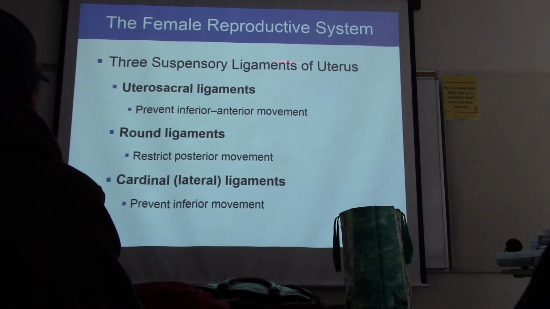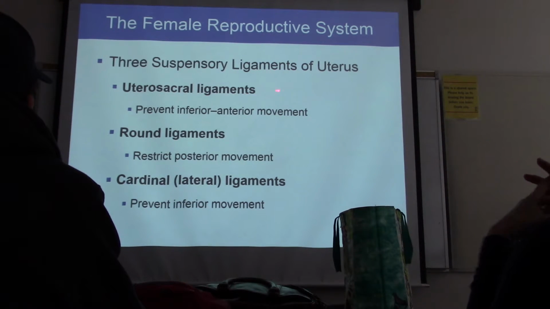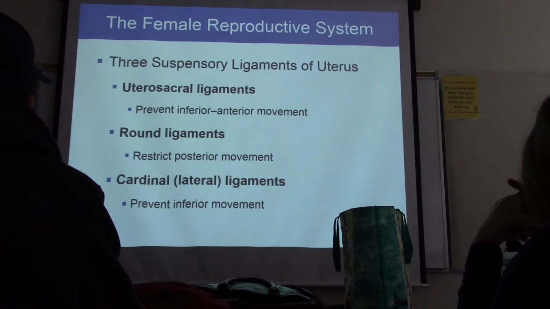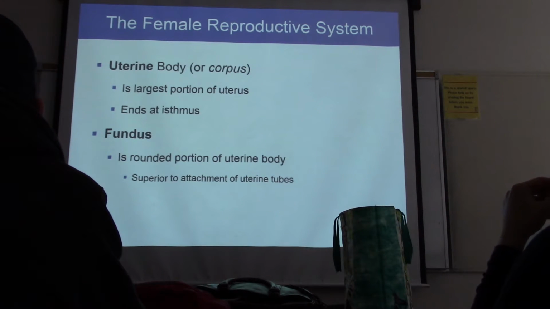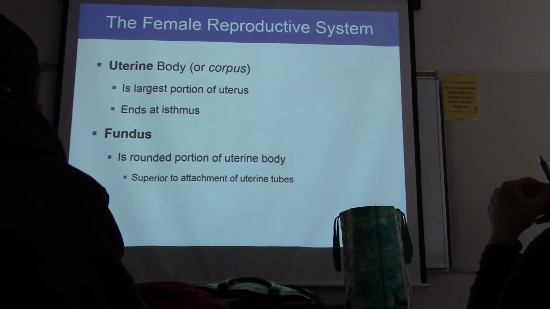The 3 different suspensory ligaments, I've already mentioned them. The uterosacrals prevent the anterior, they're between the uterus and the sacrum. The round ligaments are attached up front and out to the side kind of, and then the cardinal ligaments prevent it from falling out below. And during pregnancy, those are really stretchy. They get very stretched, that's right. That explains a lot. The body of the uterus is the main part.